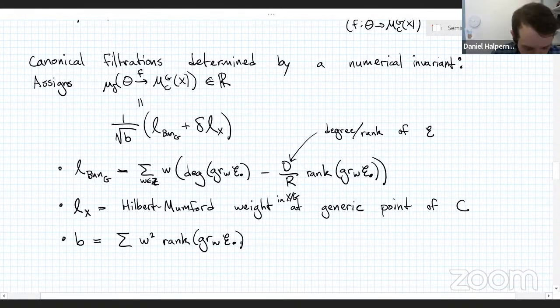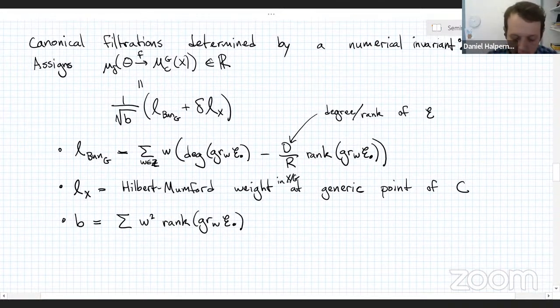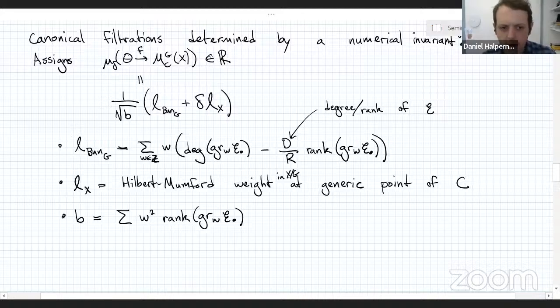So basically you have this number. It looks like a linear form in the weights that depends on delta, divided by the square root of a quadratic form in the weights. And it's actually a remarkable fact when X is just a point. It's kind of amazing that if you look at every possible weighted filtration and you look at this real number, there's actually a unique filtration that maximizes this number, and that's the Harder-Narasimhan filtration with a particular canonical assignment of weights.